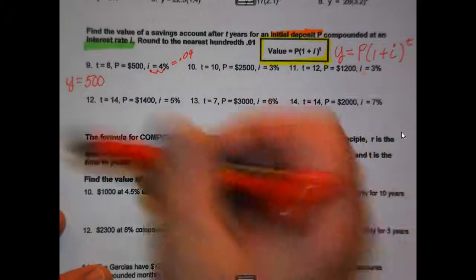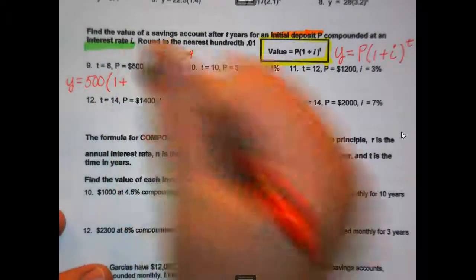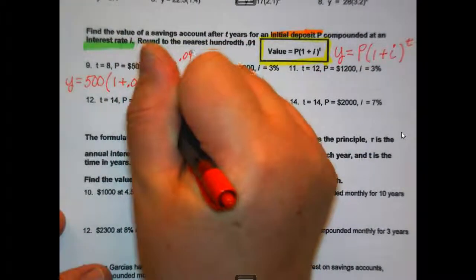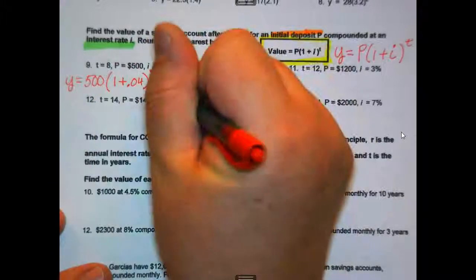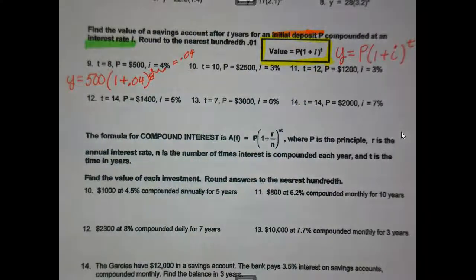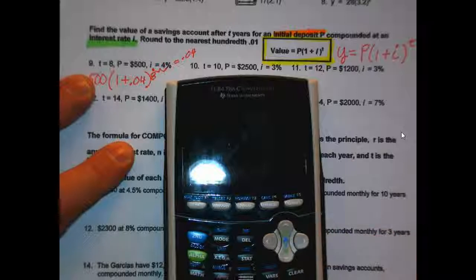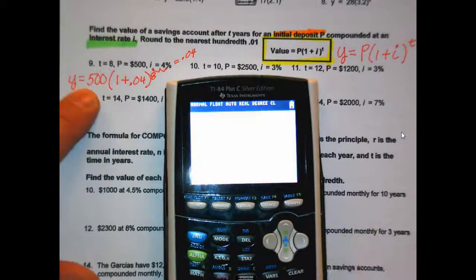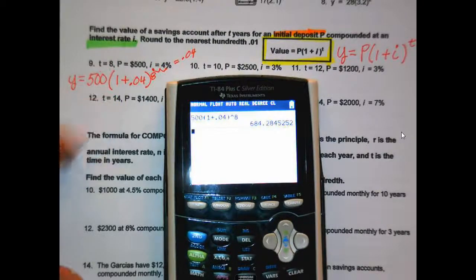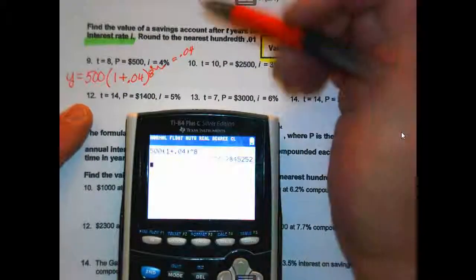My 1 plus interest. My interest is 0.04. And my T is 8. So all I have to do is plug that into a calculator. So I have 500 times 1 plus 0.04 raised to the T, which is 8, and enter. And I get 684.28.